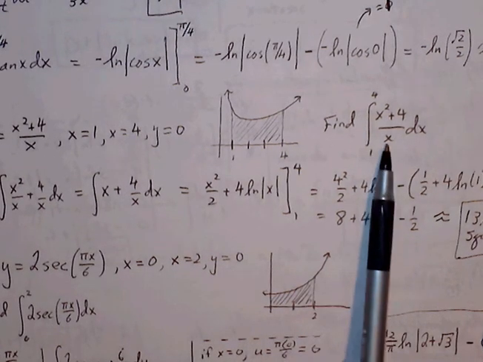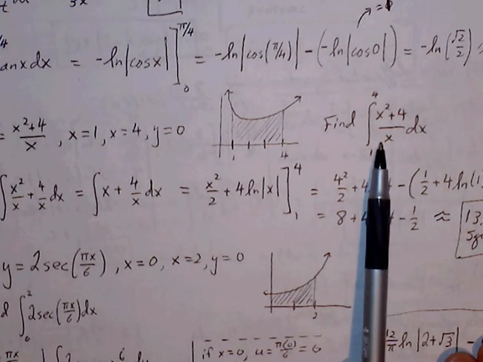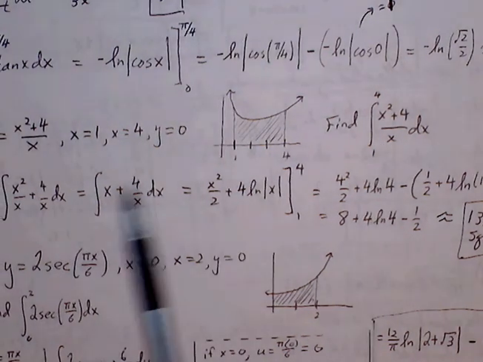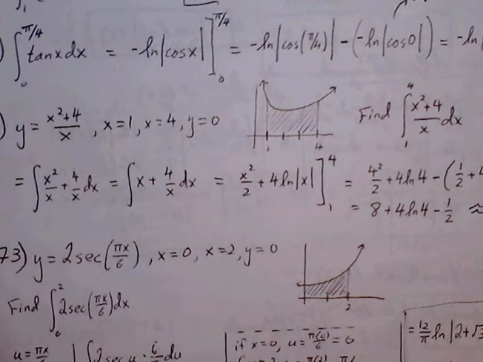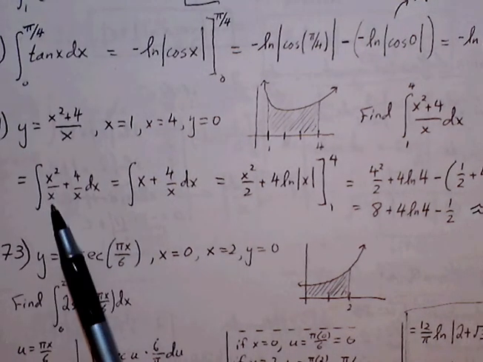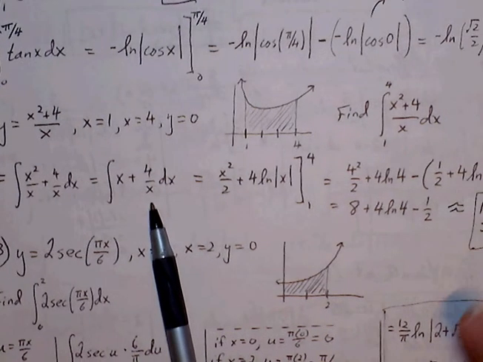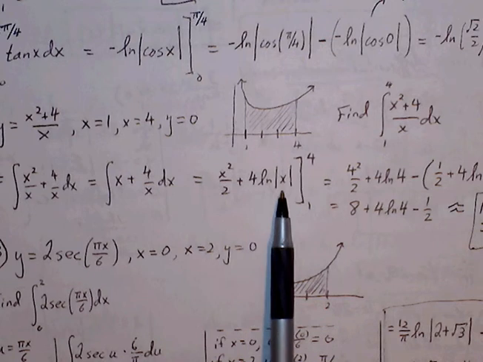Okay, so now we look to see what rules we can use to find the integral. Notice there's only one term in the denominator. We can split this up into individual fractions. So x squared over x plus 4 over x. This allows us to split up into smaller parts. This first term will just turn into x. Second term, we can simply apply the natural log rule. So 4 over x becomes 4 natural log of absolute value of x.